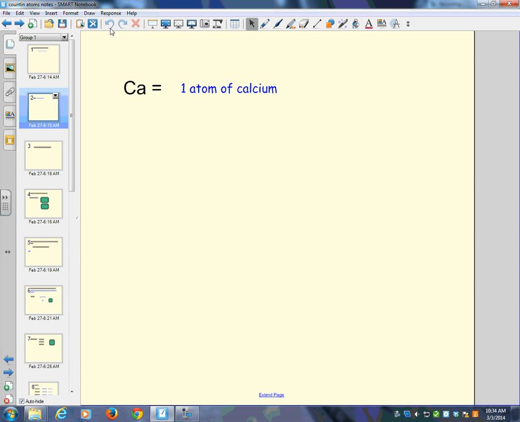I need someone just to hold the periodic table up for the rest of the period. No, I'm kidding. But I will get this up real quick. Don't nail it on the wall there.